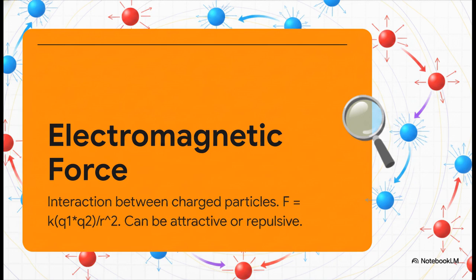All right, let's move on to our second major player, the electromagnetic or EM force. This is the interaction between charged particles. The governing Coulomb formula here is F equals 1 over 4 pi epsilon naught times Q1 times Q2 divided by R squared. Now, notice a key difference from gravity here. Ye force attractive bhi ho sakti hai or repulsive bhi ho sakti hai. It entirely depends on whether the charges are opposite or the same.